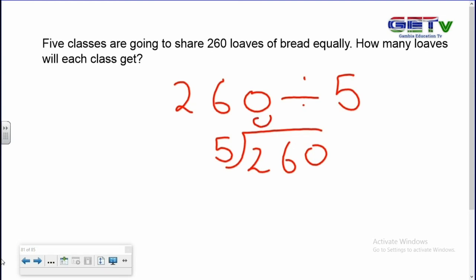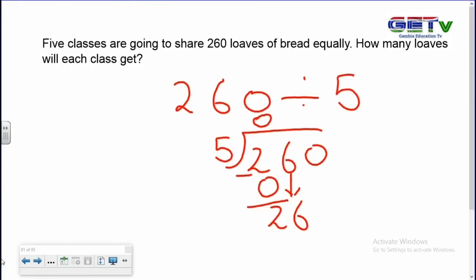That's 0, because 2 is less than 5. 5 times 0 is 0. And 2 minus 0, we have 2. Let's bring our 6 down. Now we got 26. 26 divided by 5. How many 5s are in 26? And that is 5 5s.